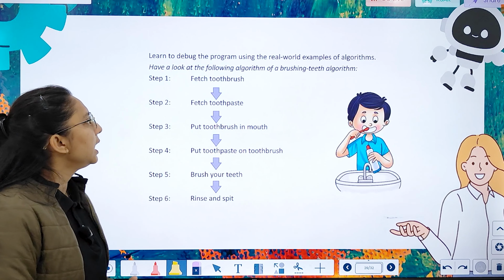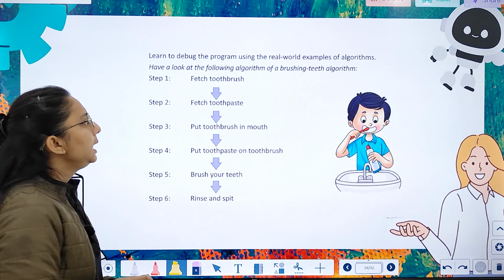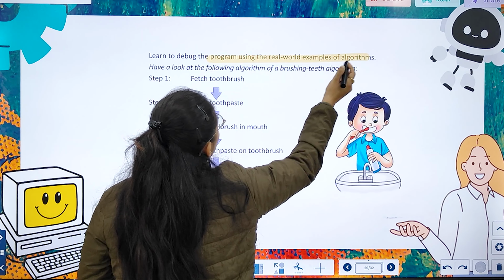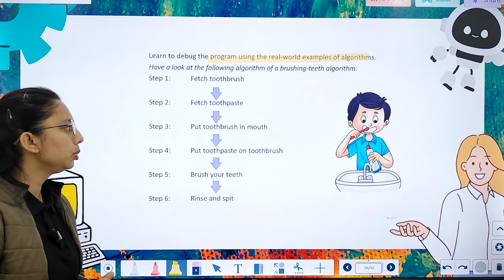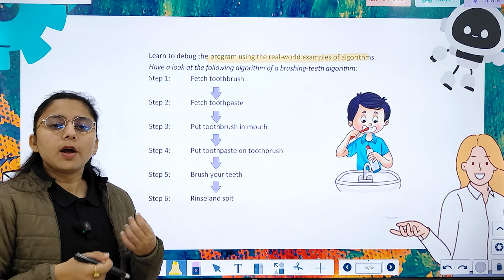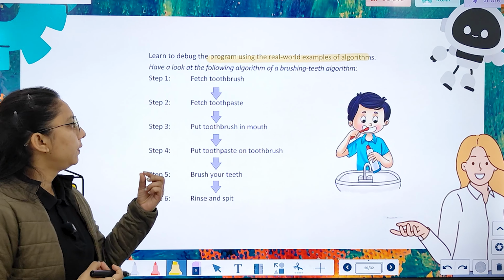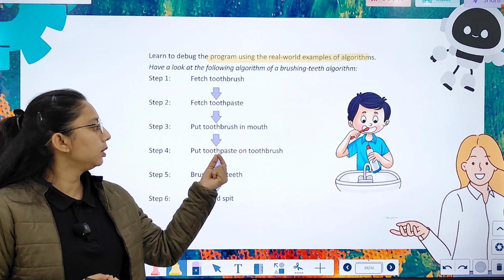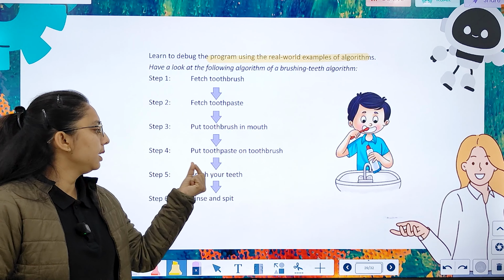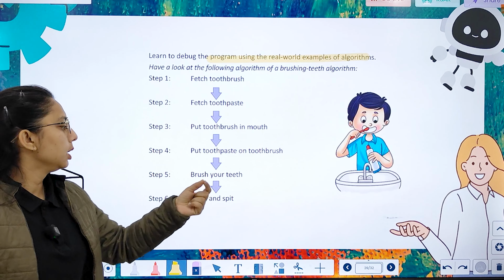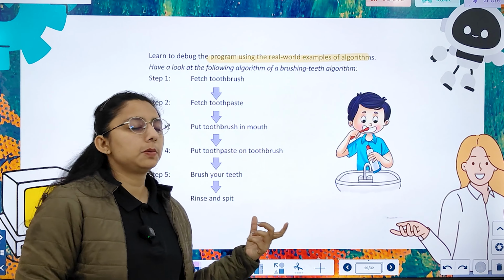Like this, let's learn to debug a program using a real world example. Step 1, fetch the toothbrush. Step 2, fetch the toothpaste. Put the toothbrush in the mouth, then put the toothpaste on the brush. Brush your teeth and rinse and smile.